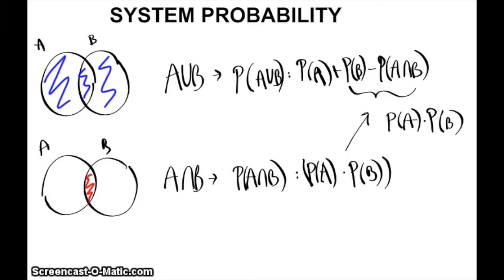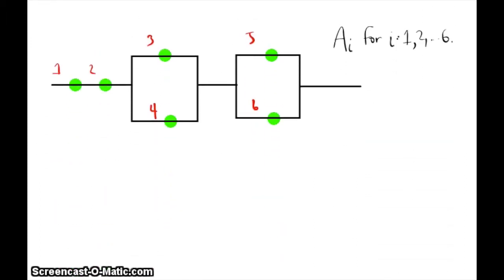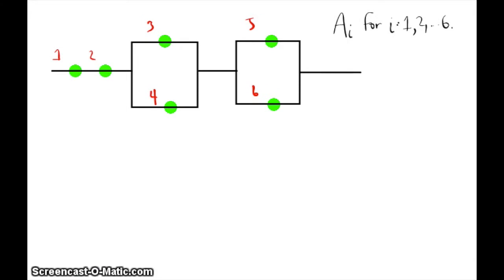So let's say we look at some system arranged in the following way. We have 6 components and they all have different probabilities of working. The first two are 0.9, 3 and 4 are 0.8, and 5 and 6 have a probability of 0.7.